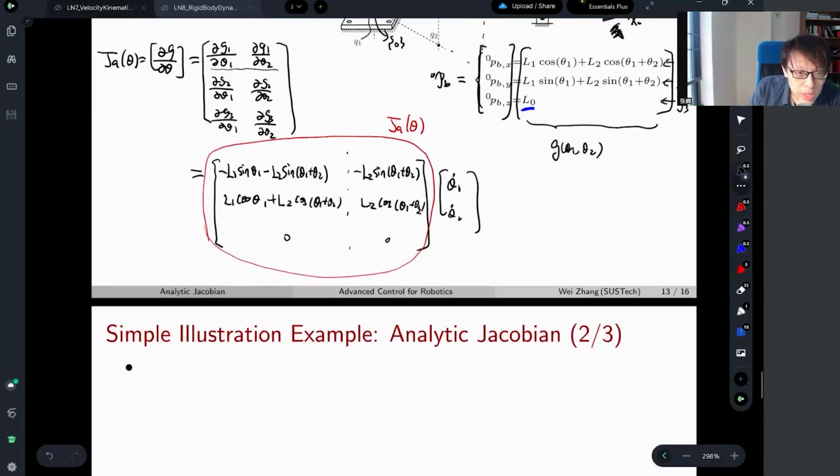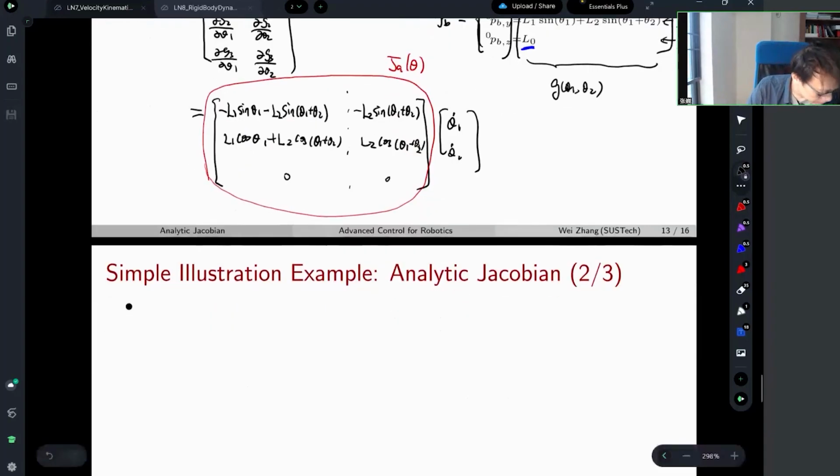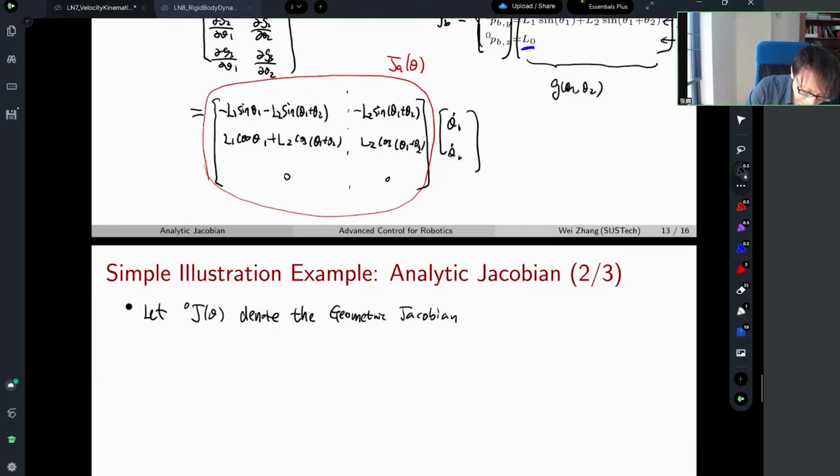Now we want to point out the relation between this J_A of theta and the geometric Jacobian. I don't want to derive it in the most general case. I just want to show you how you can obtain this relation. So let's say J_0 of theta, in the initial frame, denotes the geometric Jacobian that we computed before. That means V_B in 0 equals J_0 of theta times theta 1 dot, theta 2 dot.